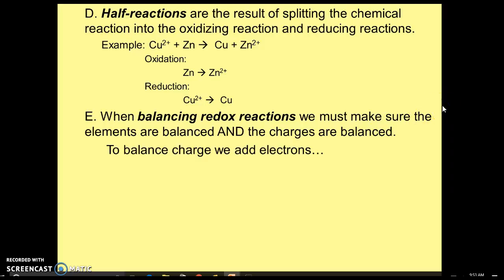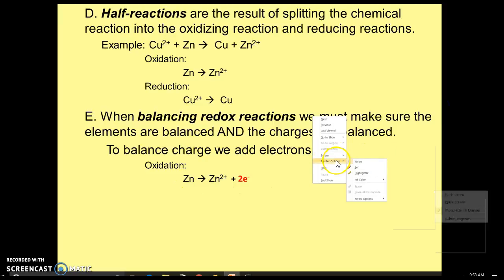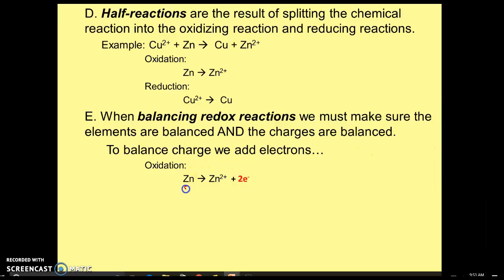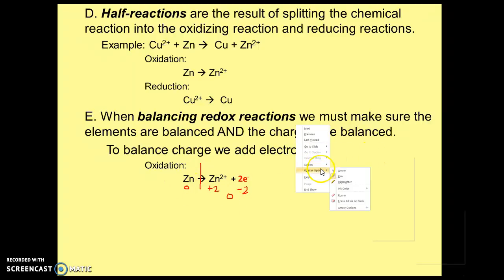To balance charges, we add electrons. If we take a look here, we'd have 0 for an oxidation number on this side of the reaction. Here we have +2 for the oxidation number from zinc. Now we have to add 2 electrons, which gives us a charge of -2, and that's going to cause the overall charge to be 0 on this side. It has to be the same on both sides.